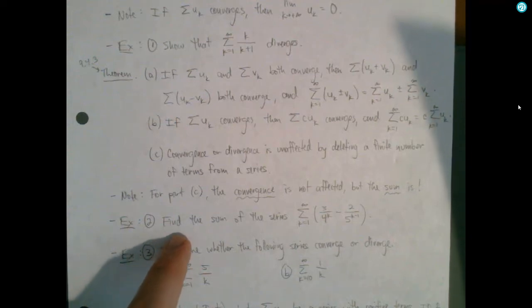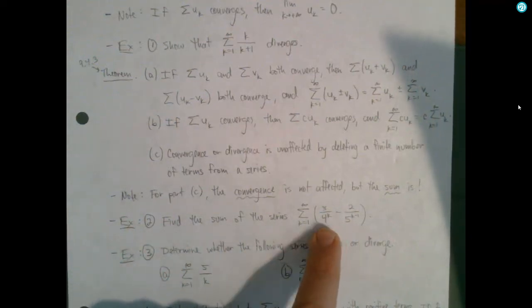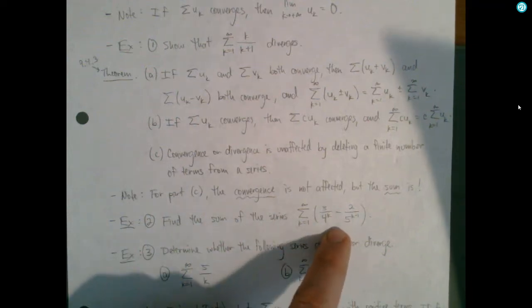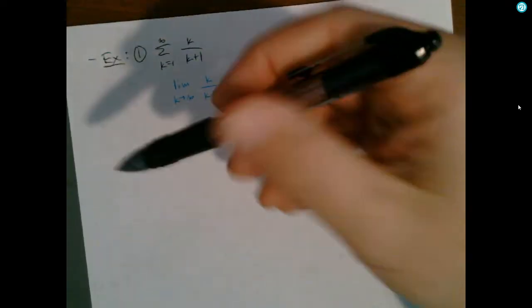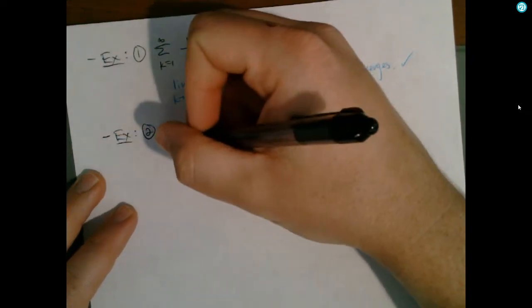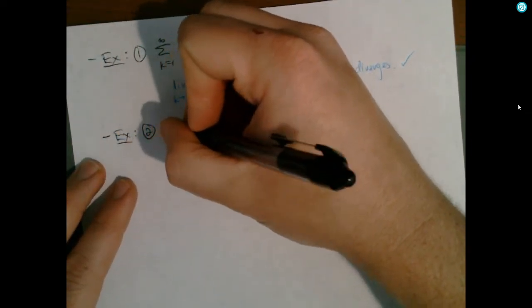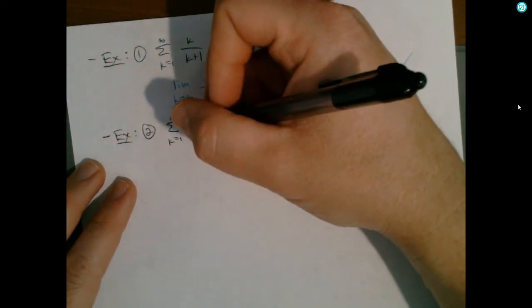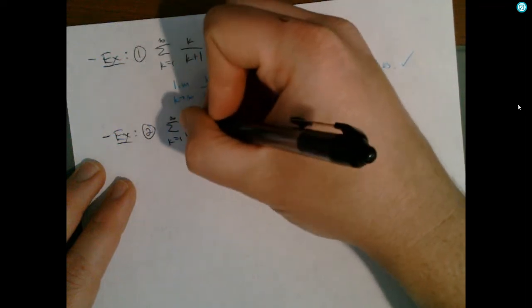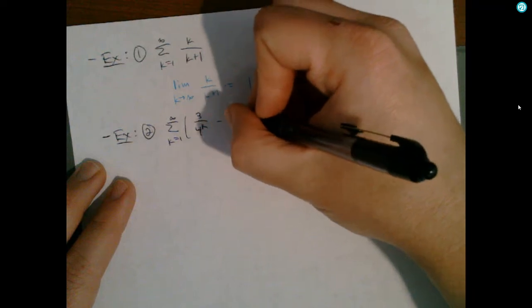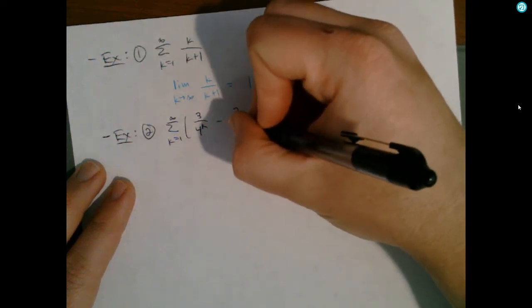So example 2 here, we want to find the sum of this series. I guess since it has a sum, it converges, right? So we're already being told that it converges. Let's find its sum. So the series is the sum from k equals 1 to infinity of 3 over 4 to the k minus 2 over 5 to the k minus 1.